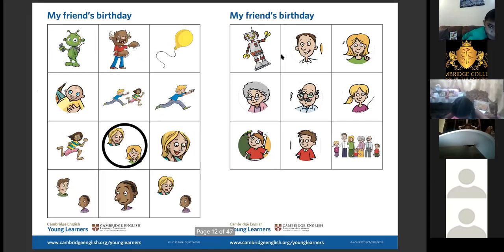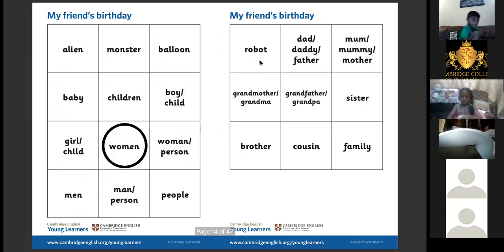Next one is robot. Look at this picture. This is the picture of the robot, so write the word robot. Everybody start to write the word robot. R-o-b-o-t, robot.